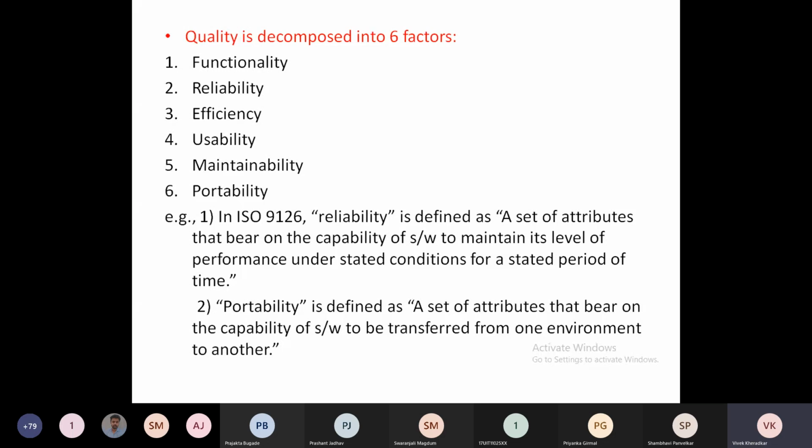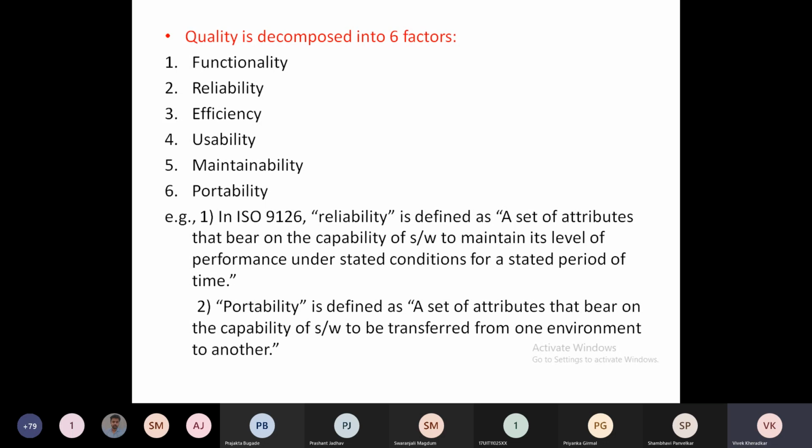So you have to measure these six components first. By the set of these attributes, we can measure the quality. These six attributes are defined by one standard. How do I define them? Each of these factors depends on a set of attributes that bear on the software, which each can consider.